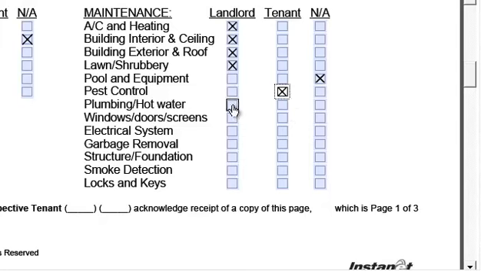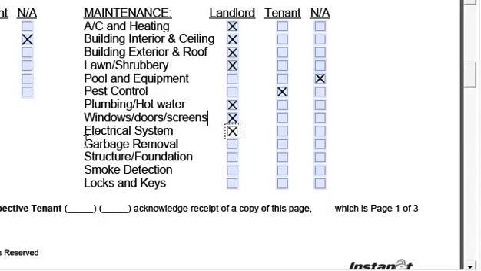Find out. This confuses people a lot. Water, because they see hot water. Oh, that must be the tenant. No. This is the hot water heater and the plumbing. That's the responsibility of the landlord to keep that working condition. Windows, doors, and screens. Landlord. Electrical system. Landlord.